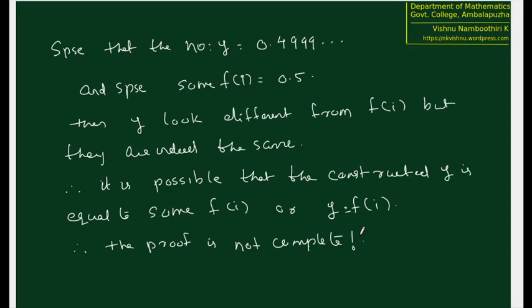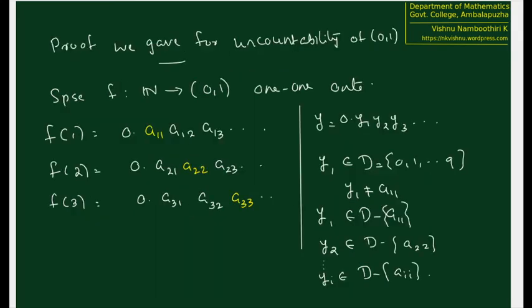Therefore these two numbers definitely look different, but they are not actually different. They represent the same real number. So now the question is to rectify this. Probably we can assume that we can put some extra condition on this y1, y2, etc.